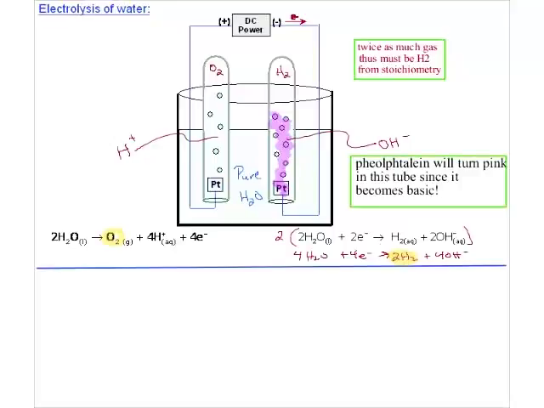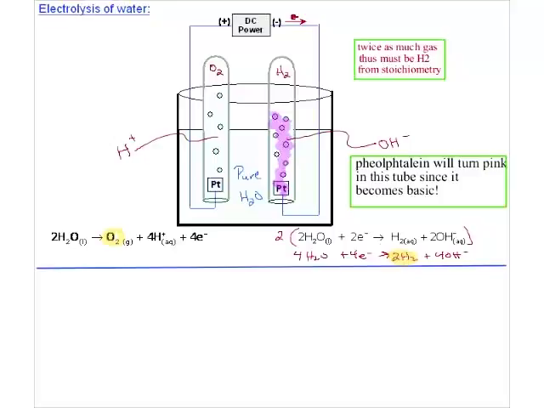Now if I had some other indicator here, depending on what the indicator was, you'd be able to look at that and determine what's going on there. So as soon as you see an indicator changing color, you know that hydrogen or hydroxide is being produced or consumed, right, depending on what's happening there, and you can see it.